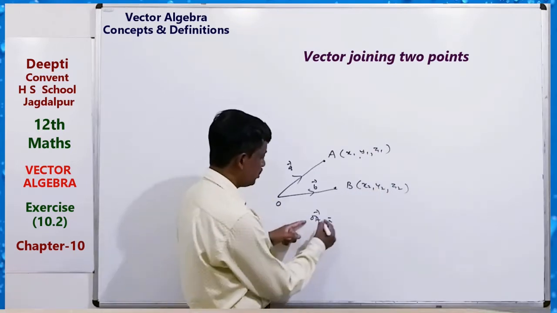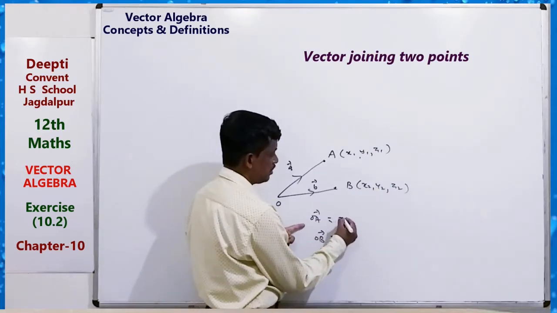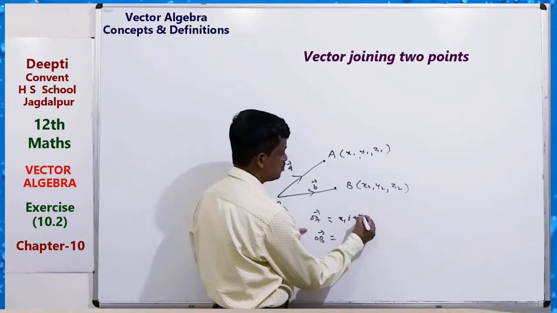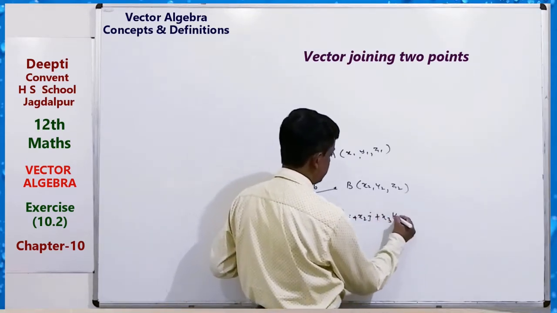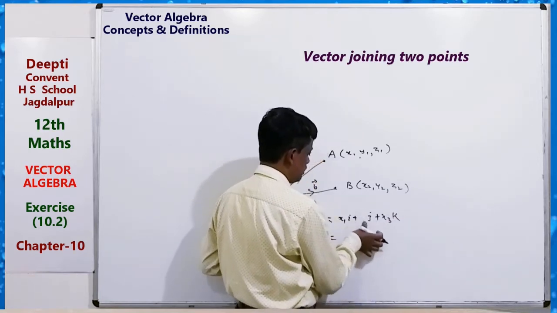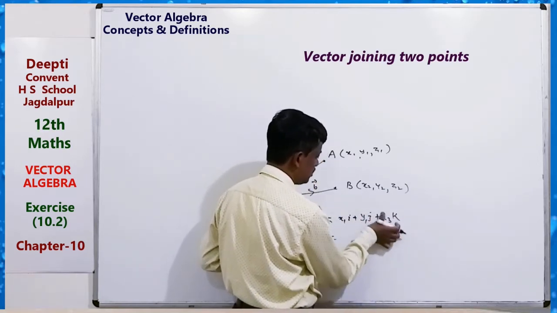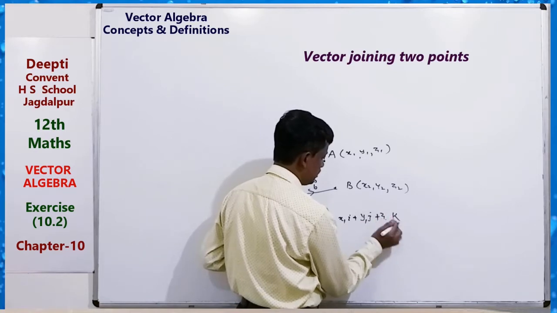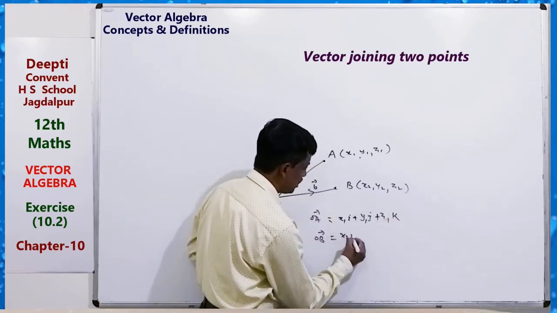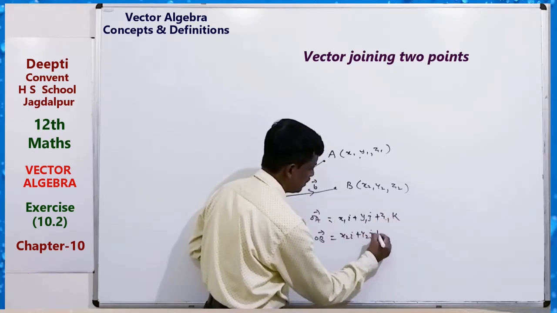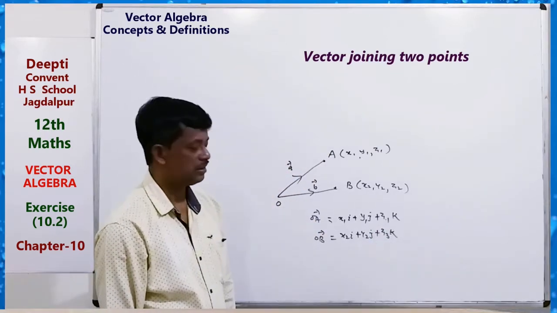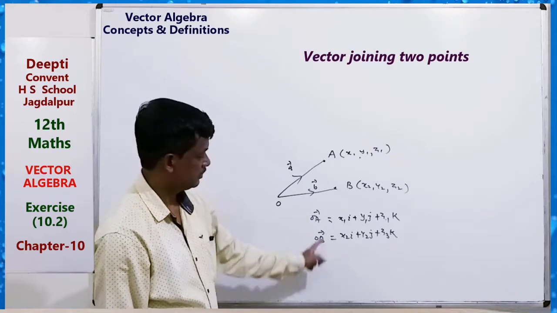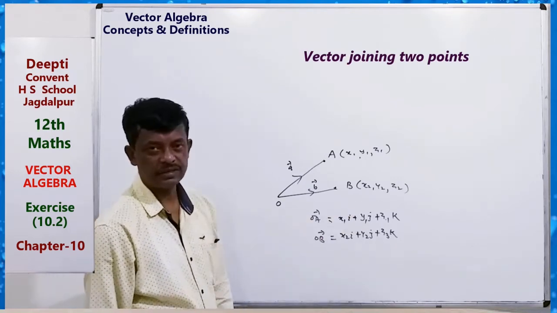So we can write OA means what? x1 i plus y1 j plus z1 k, and OB is x2 i plus y2 j plus z2 k. These are the two vectors in vector notation.